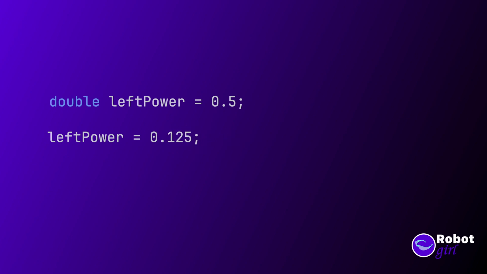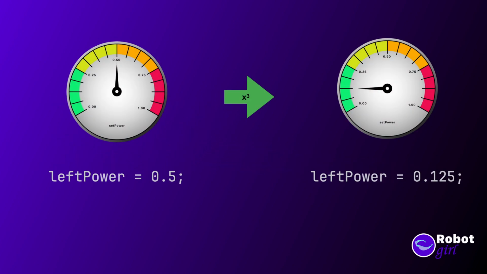We've now reached the end of the line, so there's no more operations to do. But remember that the equal sign is still waiting. We take the value 0.125 and store it in left power. It's important to notice that the variable left power doesn't have 0.5 in it anymore. It's now holding 0.125. So when we get around to sending it to the motor it will only spin at 1/8 of max speed instead of 1/2.